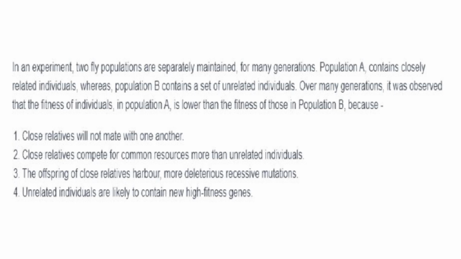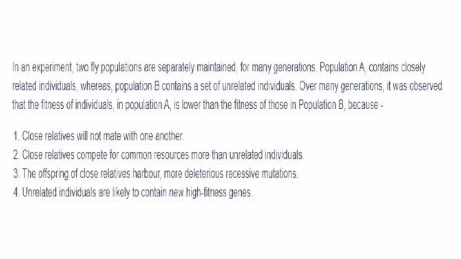Then next one, in an experiment, 2 fly populations are separately maintained for many generations. Population A contains closely related individuals, whereas population B contains a set of unrelated individuals. So A is closely related, B is unrelated. Over many generations, it was observed that the fitness of the individuals in population A is lower. Naturally, it will be lower because it has closely related individuals, and the fitness of those in population B is higher.